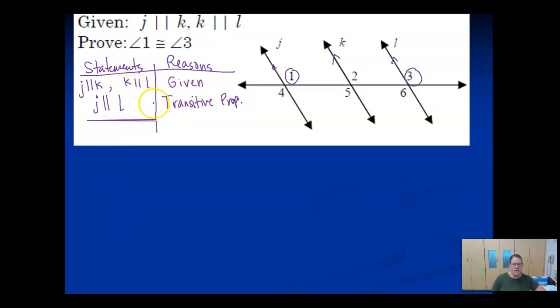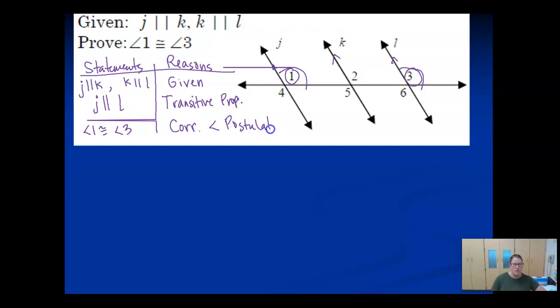And now that I know that those are parallel, now I can make the claim that angle 1 and angle 3 are congruent. So angle 1 is congruent to angle 3, and I can say that that's true because of the corresponding angle postulate.